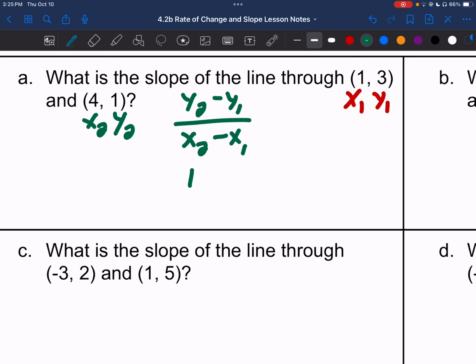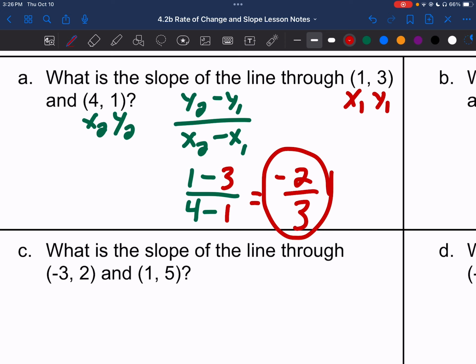Y2 is 1 minus y1 is 3. X2 is 4 minus x1, which is 1. So we do 1 minus 3 is negative 2. 4 minus 1 is 3. And that's our answer. We don't need to simplify because there's nothing to simplify.